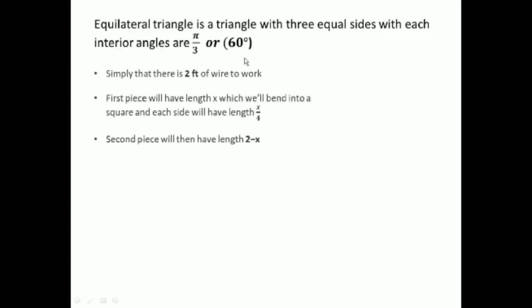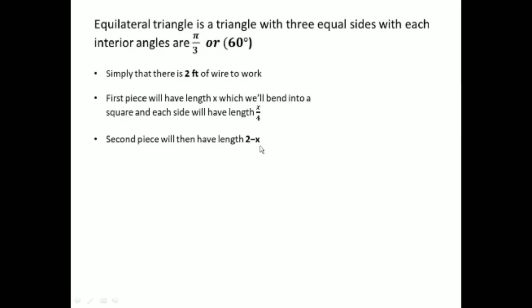Now, this is another problem where the constraint isn't really going to be given by an equation. It is simply that there are 2 feet of wire to work with, and this will be taken into account in our work. So, let's cut the wire into 2 pieces. The first piece will have the length of x, which will bend into a square, and each side will have the length of x over 4.